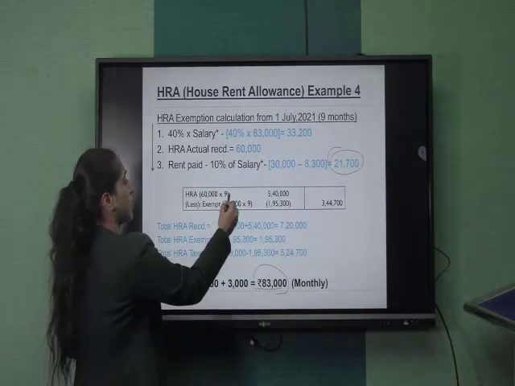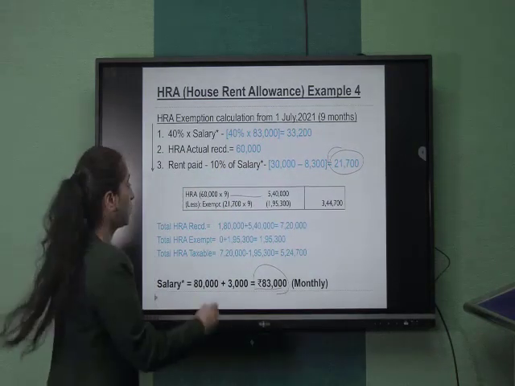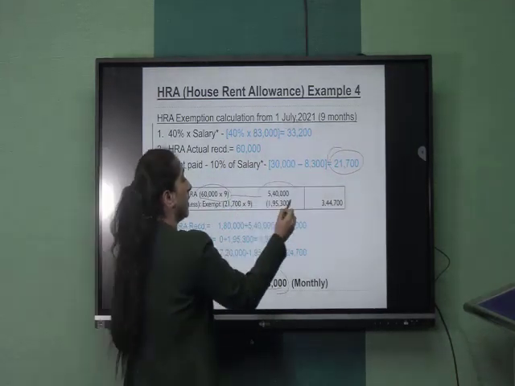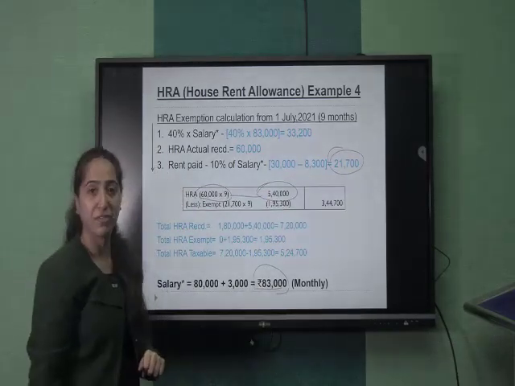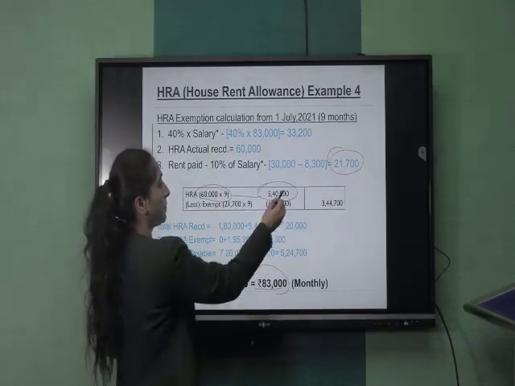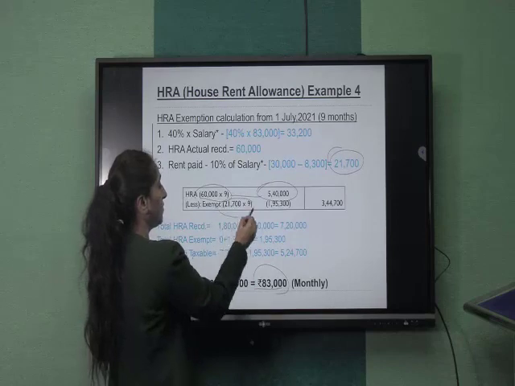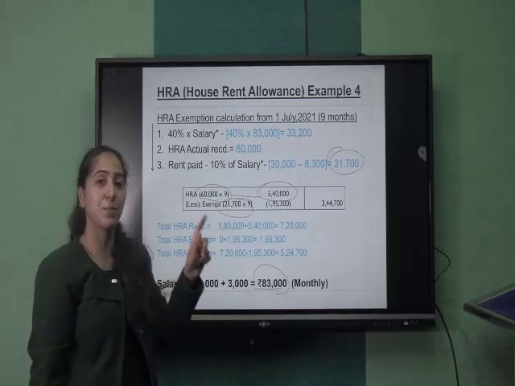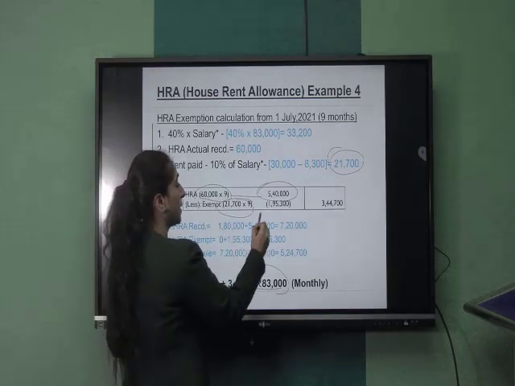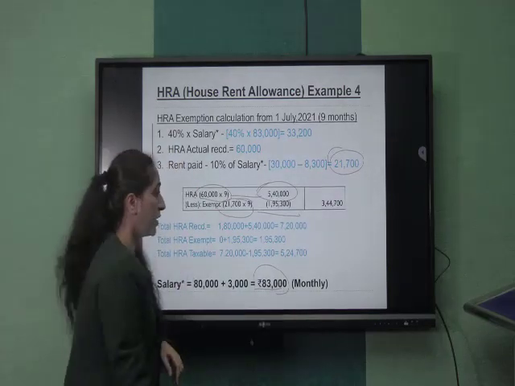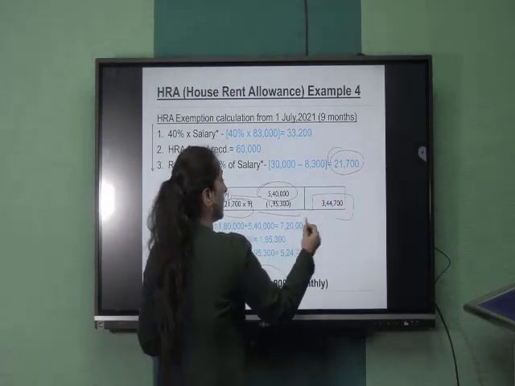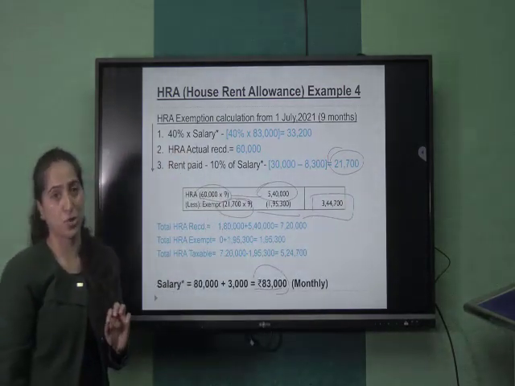So total HRA received for the 3 months, 60,000 into 9, comes out to be 5,40,000. Out of this, our minimum amount is 21,700 per month, multiplied by 9 months, so it comes out to be 1,95,300. We will reduce this, and we'll get our taxable HRA.